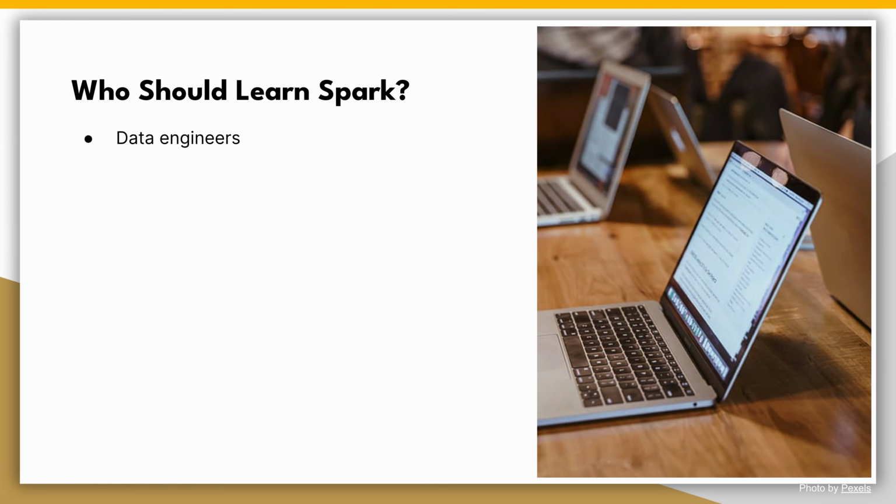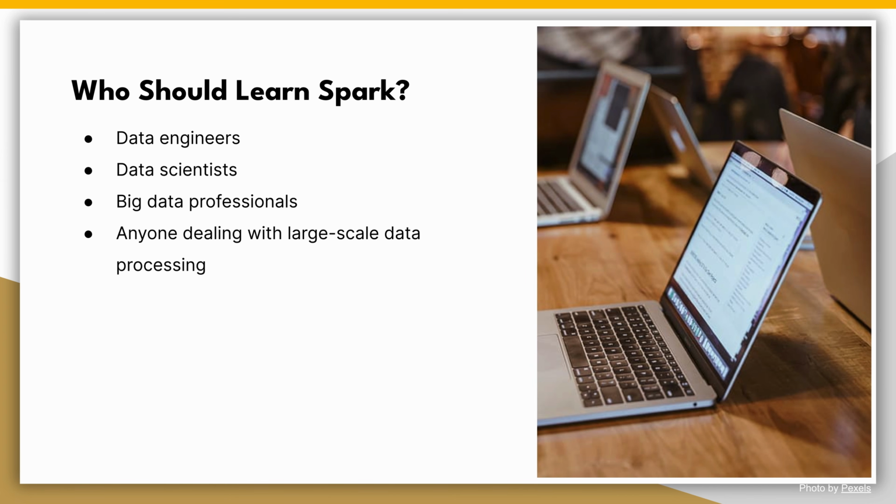Now, who should learn Spark? Spark is particularly valuable for data engineers, data scientists, and big data professionals who deal with large-scale data processing. It empowers them to efficiently process, analyze, and derive insights from massive data sets.